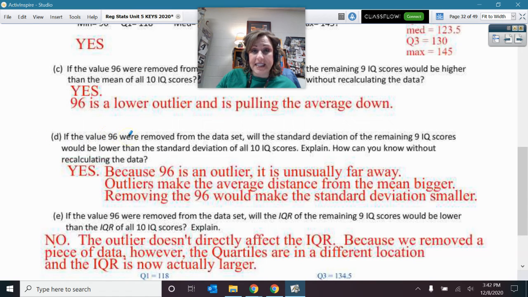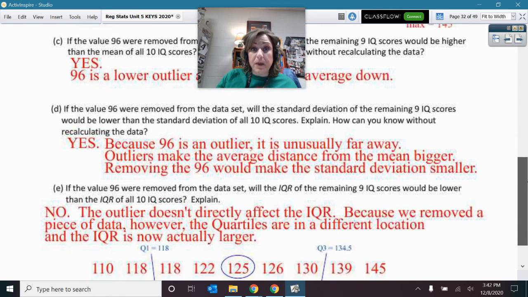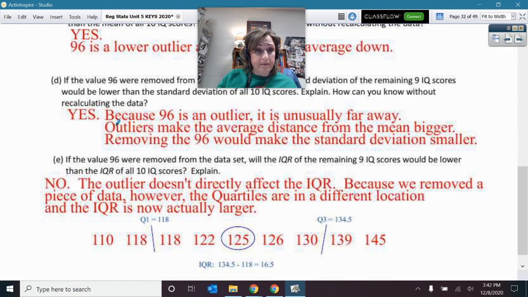If the value 96 were removed from the data set, will the standard deviation be lower than the standard deviation of the 10? And yes, because 96 is an outlier. What does an outlier do to that spread? The average distance from the mean is more because of that outlier. So you take that outlier away, and that average distance from the mean is not as big. It has gotten smaller. Okay?